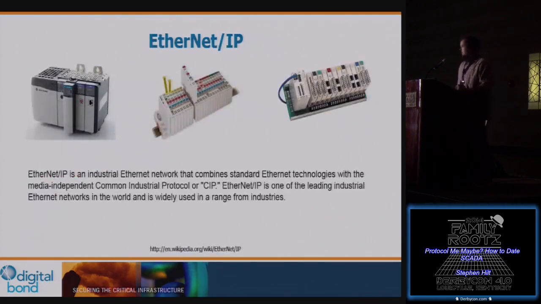Ethernet IP is the first one that we are going to talk about today. Ethernet IP is an industrial network protocol that combines the standard of Ethernet technologies and the Common Industrial Protocol. This is a very popular protocol. On your left, you'll see an Allen-Bradley Rockwell device, a WAGO in the center, and an Opto 22 on the right.